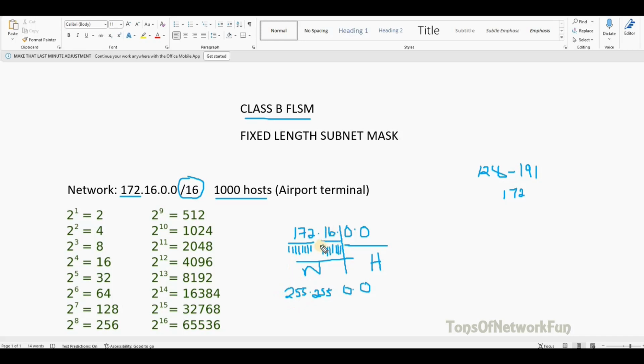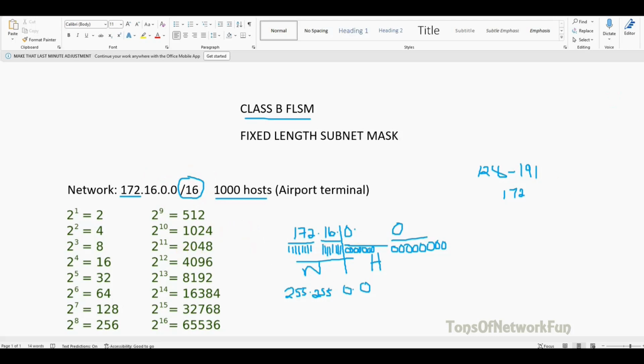Again, 16 has 8 bits, and if you add all the values, again you will get 255. So the first two octets will have 255.255 because they're all ones. 8 bits all ones equals 255. Now the rest are the host portion, so you have another 8 zeros here, and this zero also has 8 bits, and they are the host portion. So we know the first two octets are the network part, the last two octets are the host part. That's why we say /16, because it represents the network part, the first two octets.